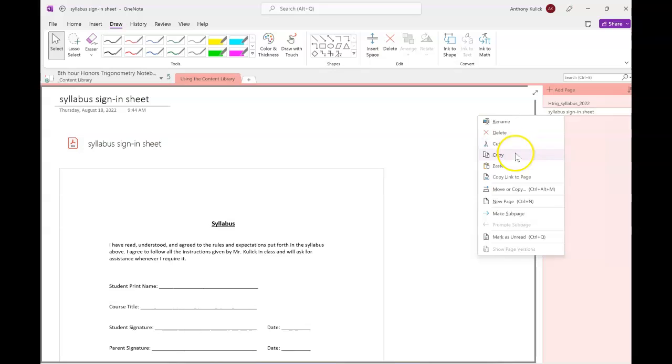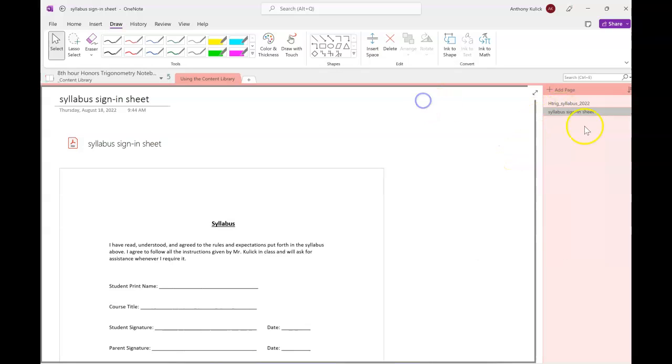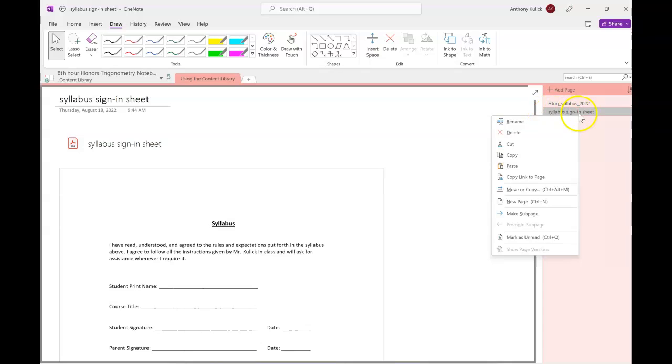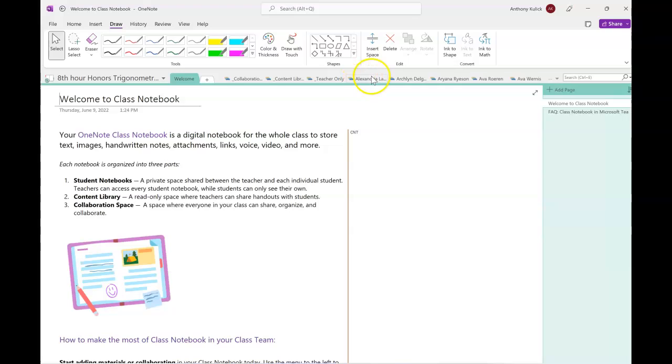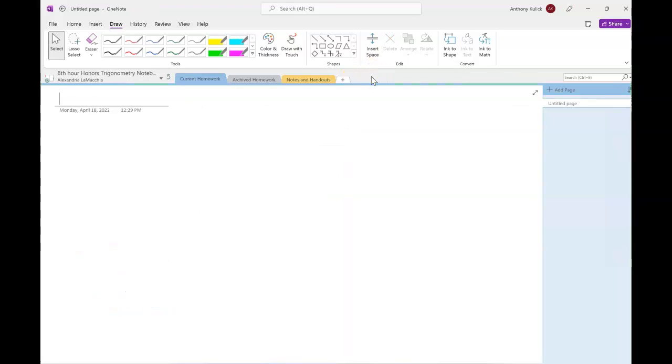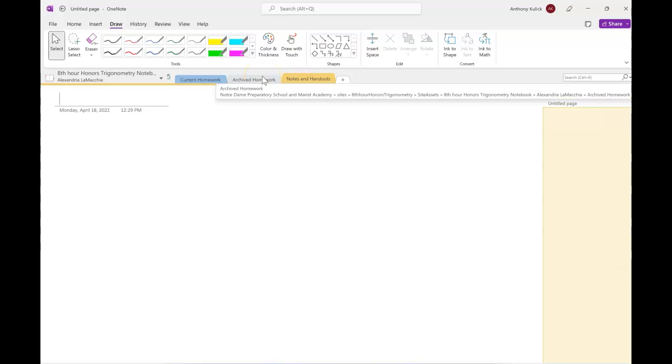So I'm going to just hit copy. Well, actually, from the right navigation pane, I'm going to right-click where it says syllabus sign-in sheet and then hit copy. Arrow up and go to my personal section. If you look at your personal section of OneNote, you're going to see 3 tabs. Current homework, that's a section for things that have yet to be graded. Archived homework, that's a section for things that have been graded already, you'd move them over there. And then the last section is for notes and handouts if you want to use OneNote to do notes. You don't have to, but I put a tab there.